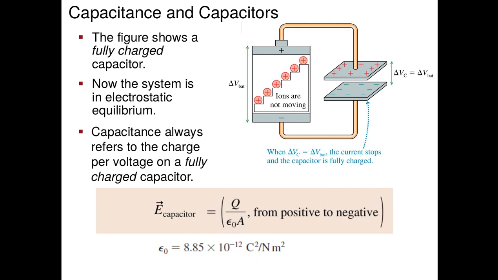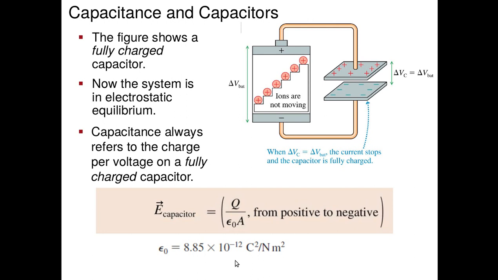The expression, for the sake of avoiding rigorous derivations: the electric field in between the plates of a capacitor is the total charge on the capacitor, divided by epsilon naught times the cross-sectional area of the plates, right? The surface area, I should say, the surface area of the plates. Epsilon naught is this constant right here. That's the permittivity of free space.